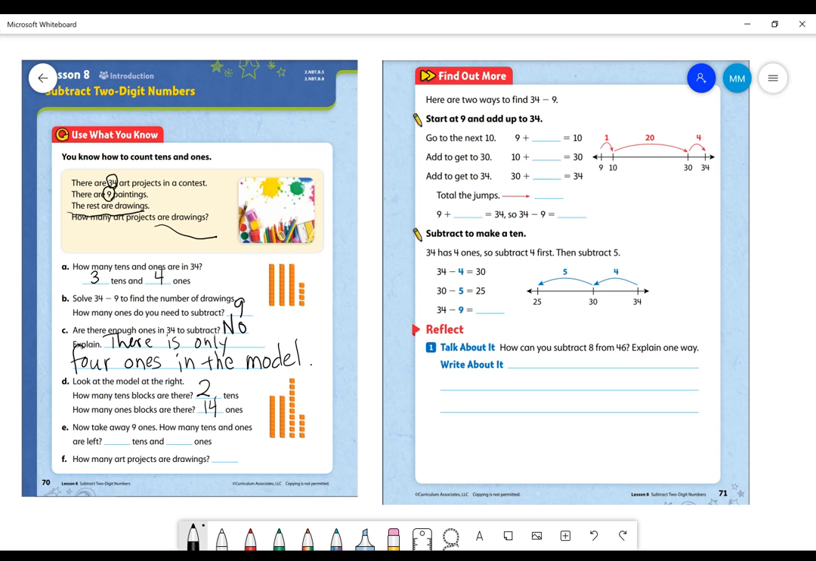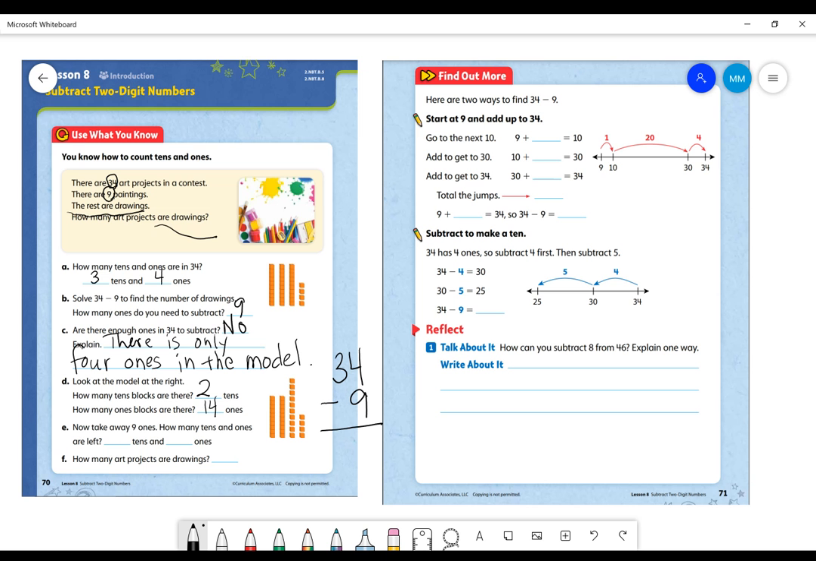Now take away 9 ones. How many 10s and 1s are left? So friends, this is where we figure out why we have to bust up a 10 into 1s. Because I didn't have enough in the 1s place to take away 9. So if I were to make an equation for 34 minus 9, I cannot take 9 away from 4.